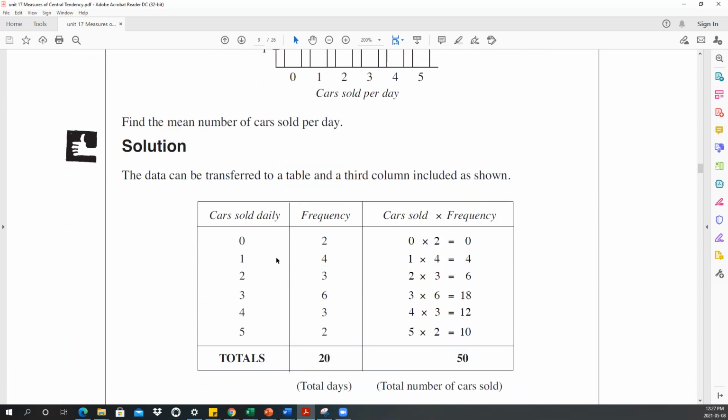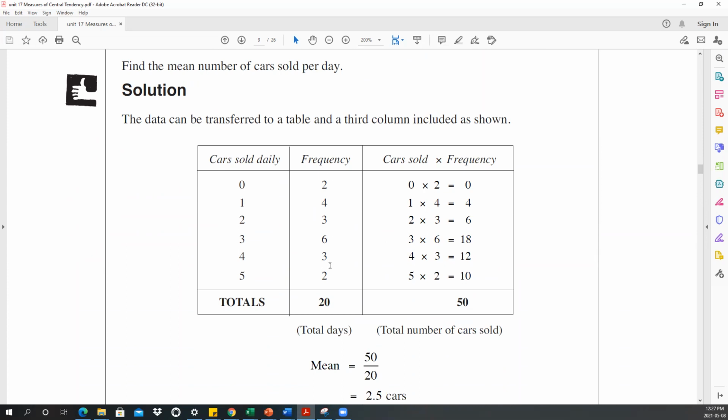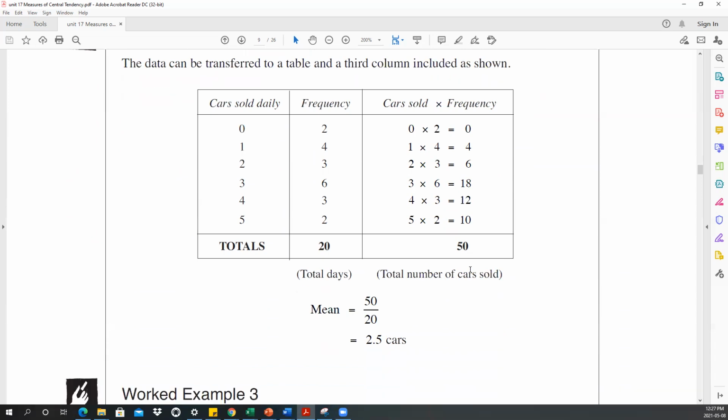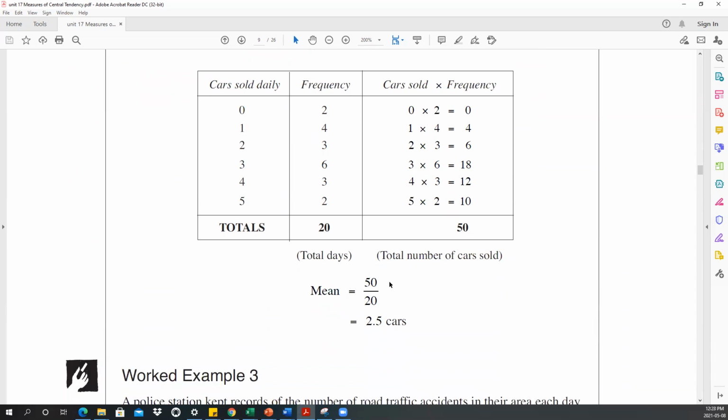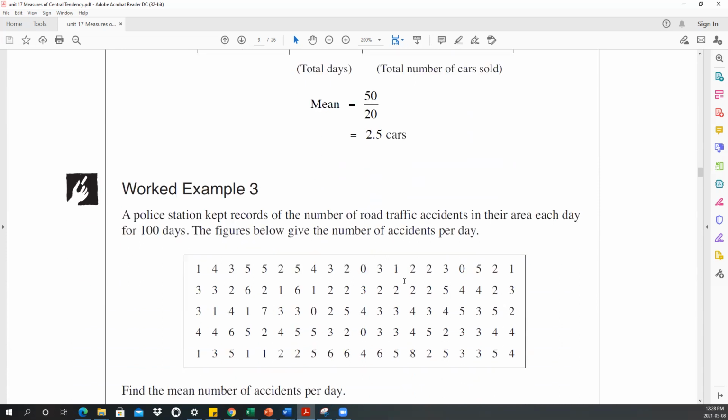Cars sold daily, the frequency, you multiply them out. So you have the total days, the number of cars sold, and how many cars sold per day: 50 divided by 20 is 2.5 cars sold per day.